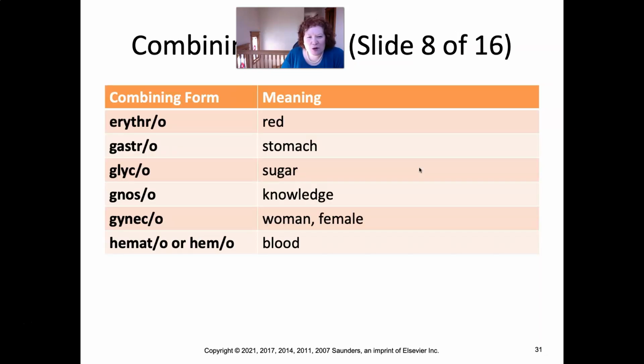Some more combining forms. Erythro, gastro, glyco, noso. When there's a G and an N, you drop the sound of the G. It's just noso. But the next one is gyneco. And in that case, you do pronounce the G. And then for blood, we have 2, hemato or hemo. So make sure you notice that.